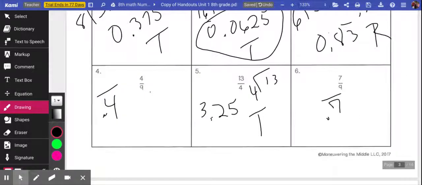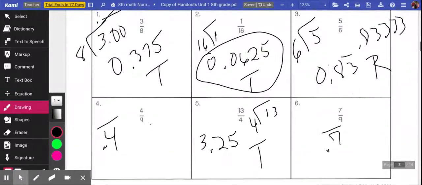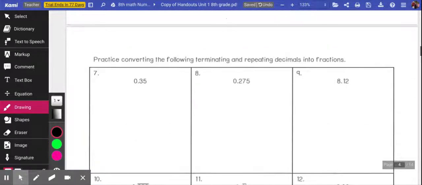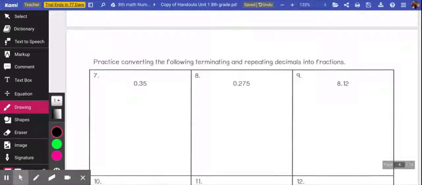Okay, so hopefully you found that they were both terminating and you can see my answers. You can pause the video if you need more time to look at them. We're going to go on to the back. We're just practicing converting these again into terminating and repeating decimals. And so we're going to practice turning these repeating and terminating decimals into fractions.